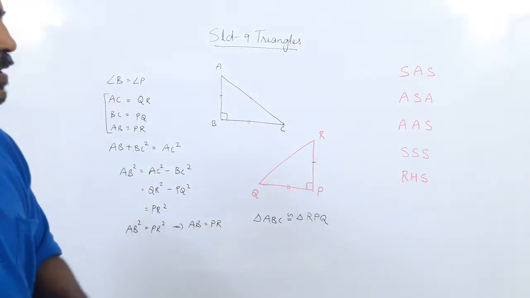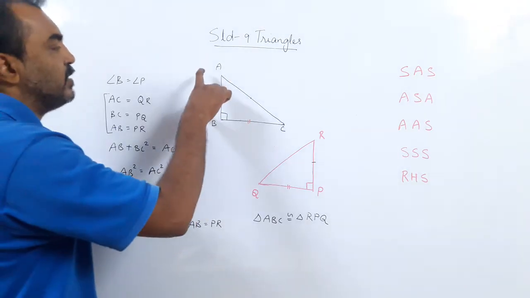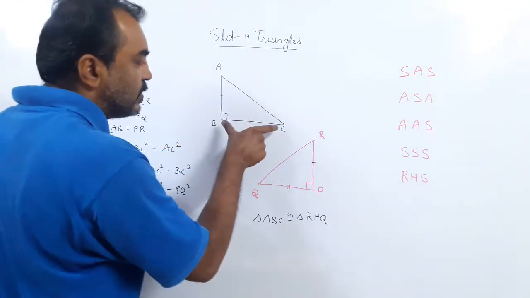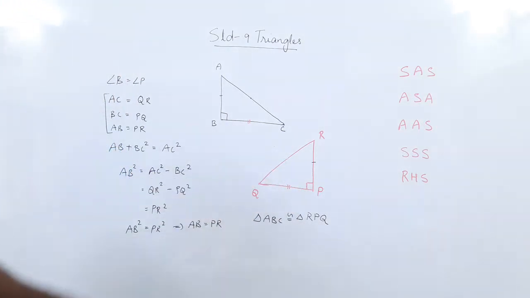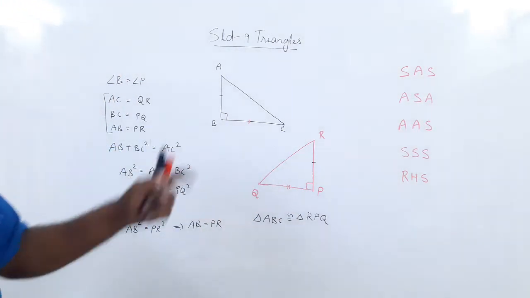But just now what has happened here, I have shown, suppose I have taken this side is equal to this side is equal to this side, and the angles are right angles. So I cannot write RHS directly. I can prove it indirectly.